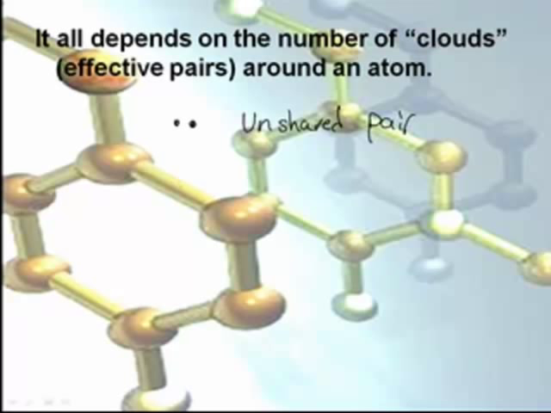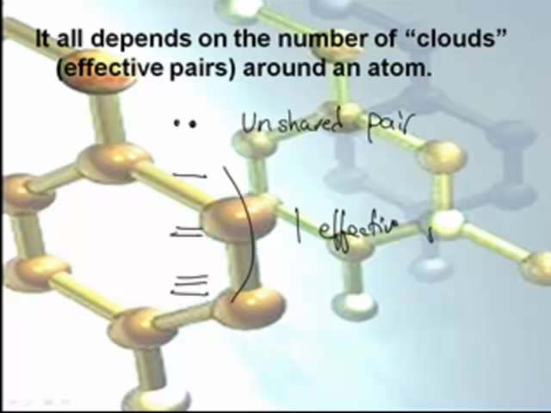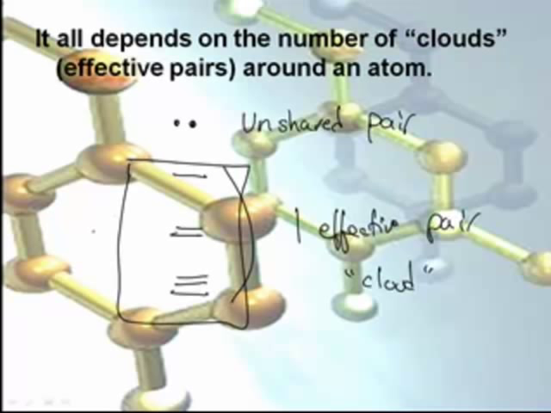Actually, it could either be a single bond, a double bond, or a triple bond. These also count as one cloud, or actually one effective pair. Or we're going to say one cloud. So if it's a single, a double, or a triple bond, these count as one, and these count as one. It's very important when we're trying to understand the shapes of atoms and molecules.